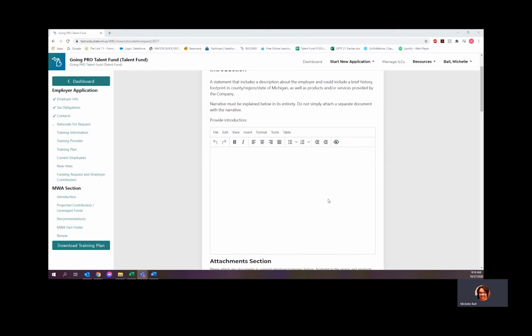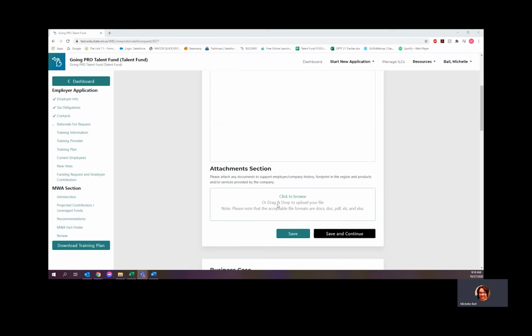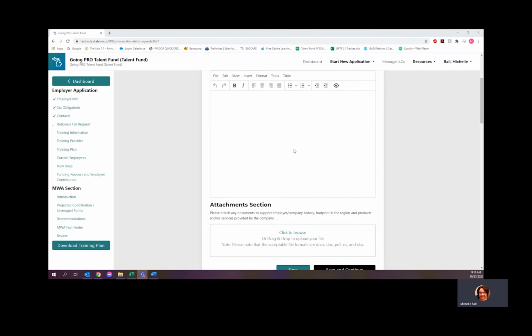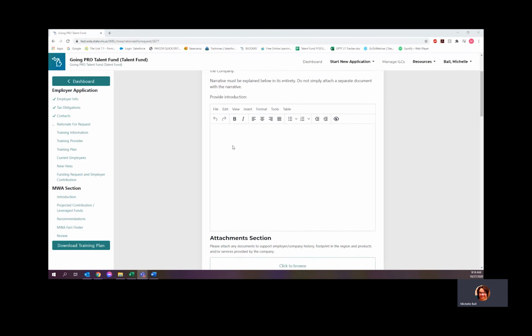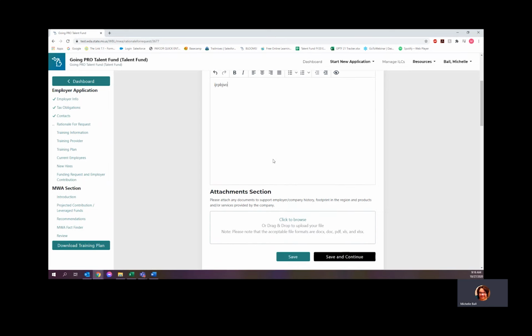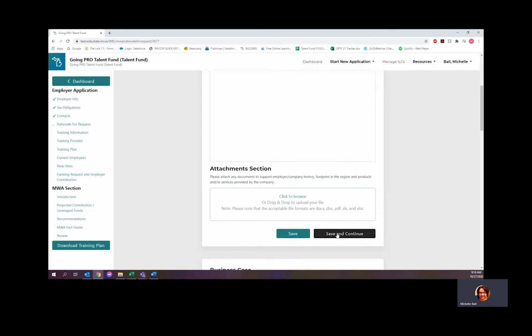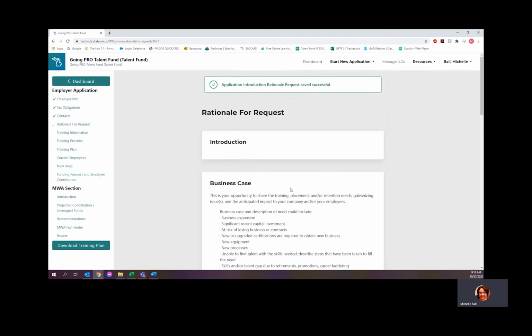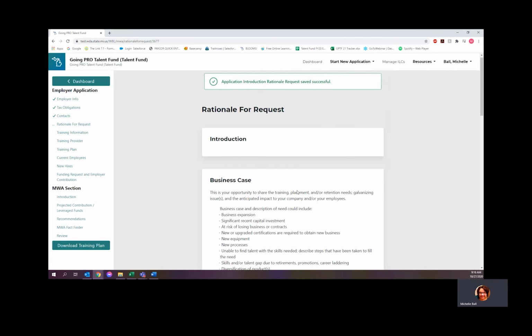And so you may attach something in this attachment section to explain additionally, if you had a brochure or something like that. But I would say concentrate on this and do this well to maximize the points in this section. So we are just going to enter some gibberish here just because we're going to move on. This is going to just give you the gist of this. Then we're going to save and continue. And the rationale part was saved.